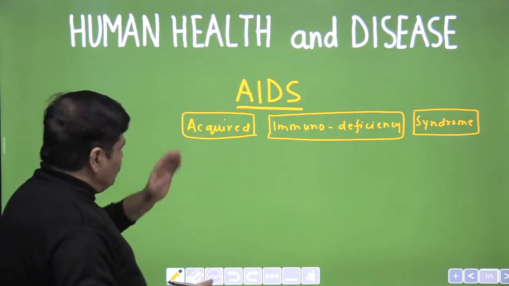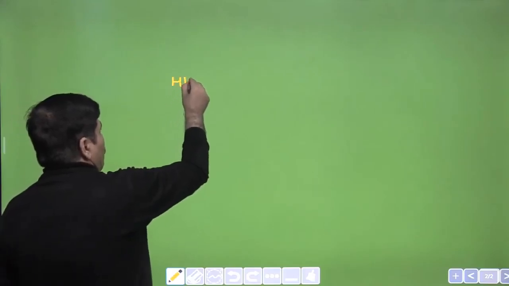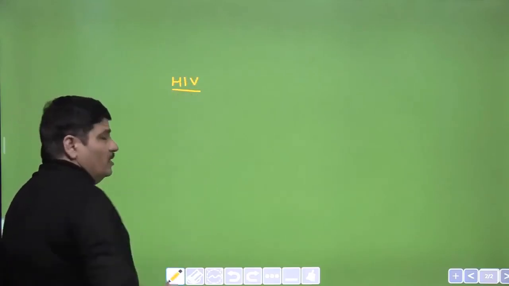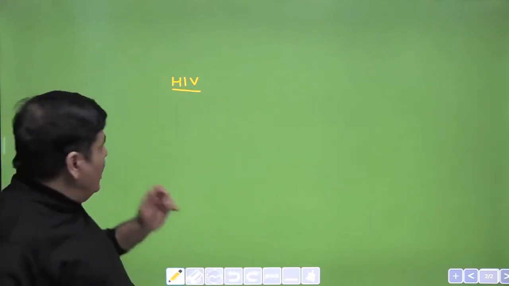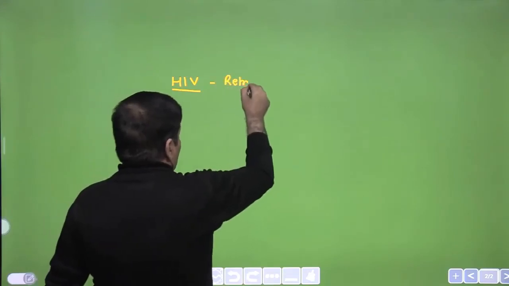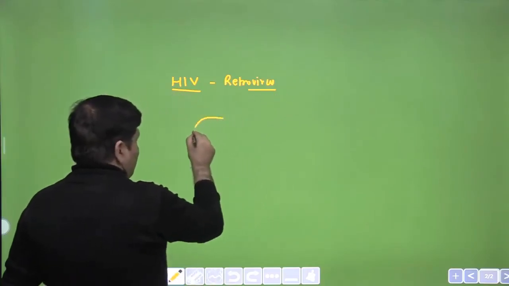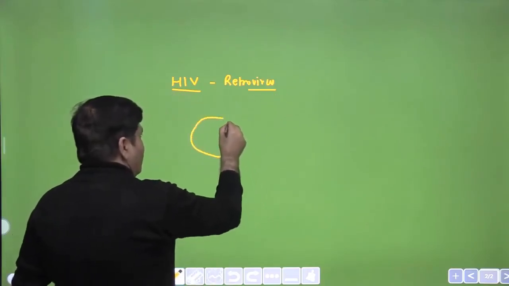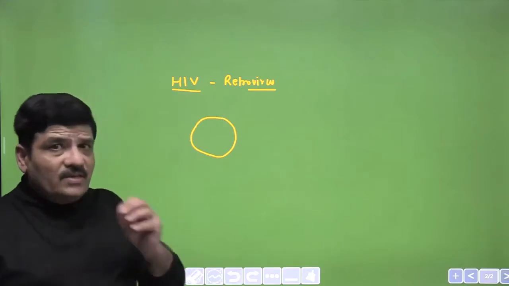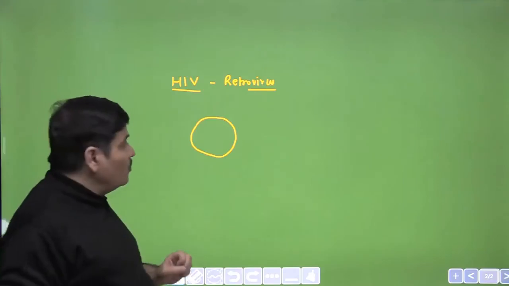Now, what causes it? The next question would be the cause. What is the agent? The agent is a virus. This virus is called HIV, which means human immunodeficiency virus, and this virus is a retrovirus. I am drawing not HIV but a generalized retrovirus, because your NCERT gives the life cycle of a generalized retrovirus. This is what we are going to discuss.